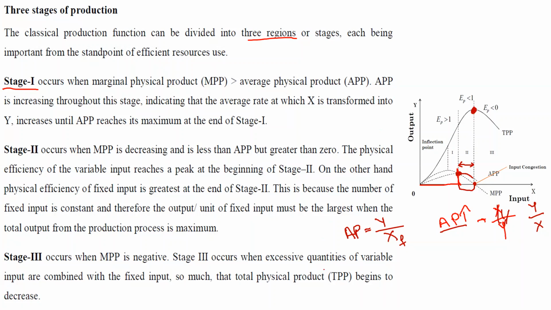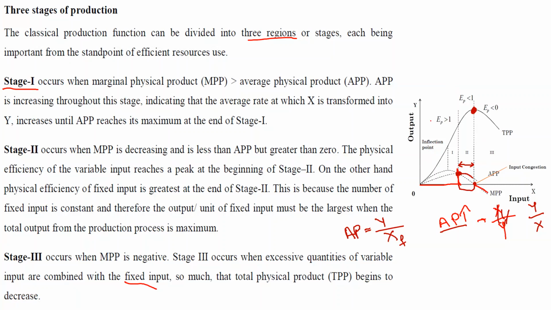Then the third stage occurs when MP is negative, and it occurs when excessive quantities of variable inputs are combined with the fixed inputs. Here the variable input is used in excess and MPP is negative, and also our total physical product is declining. So these are the three stages of production.